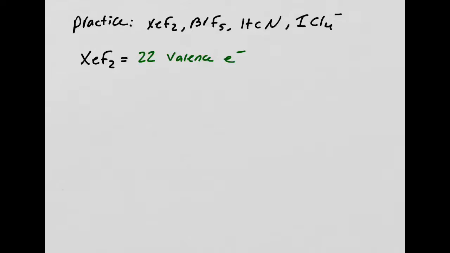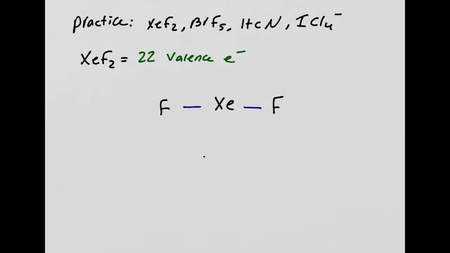And we said the least electronegative atom usually goes in the middle, and that's usually the first atom, except hydrogen. Hydrogen will never go in the middle. So here's xenon, and then I'm going to put the two F's around it. And then we said draw a bond between the center atom and the surrounding atom.